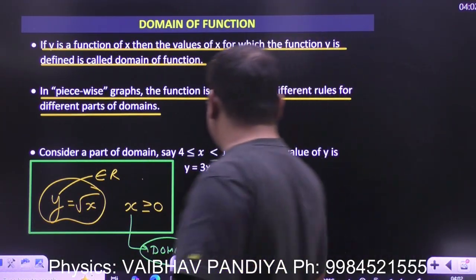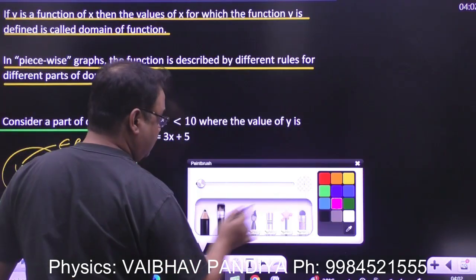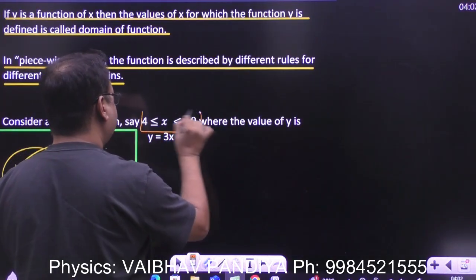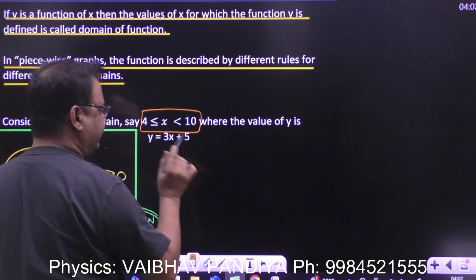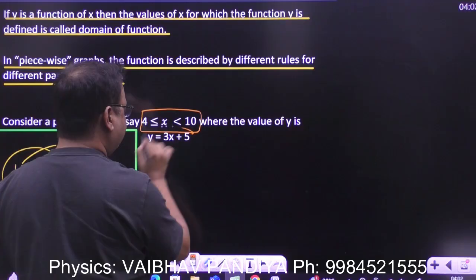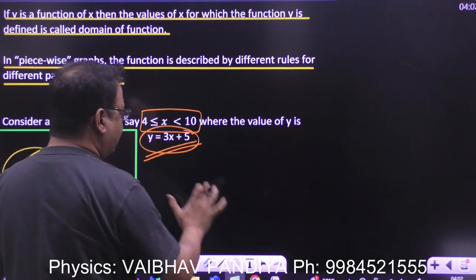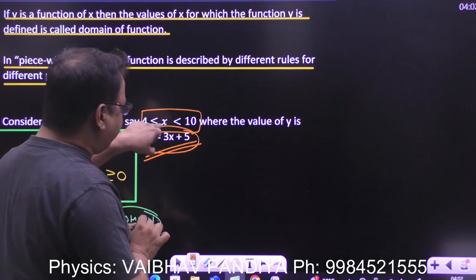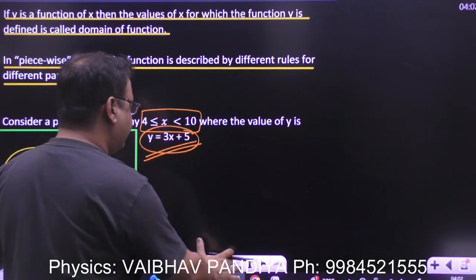Like, consider a part of the domain, say x is greater than or equal to 4 and less than 10. And for this domain, the function is described as y is equal to 3x plus 5. See here, the value of x is including the value of 4 but excluding the value of 10.